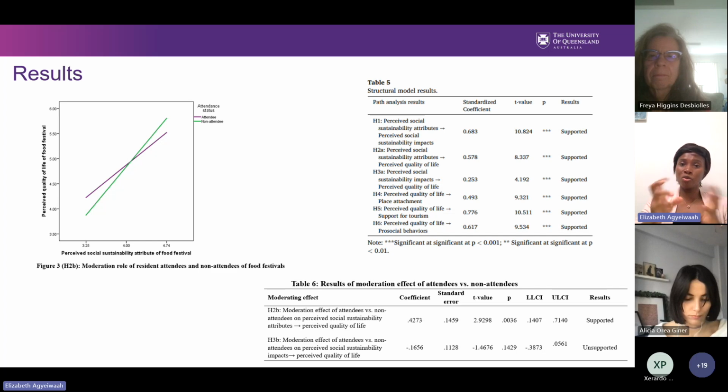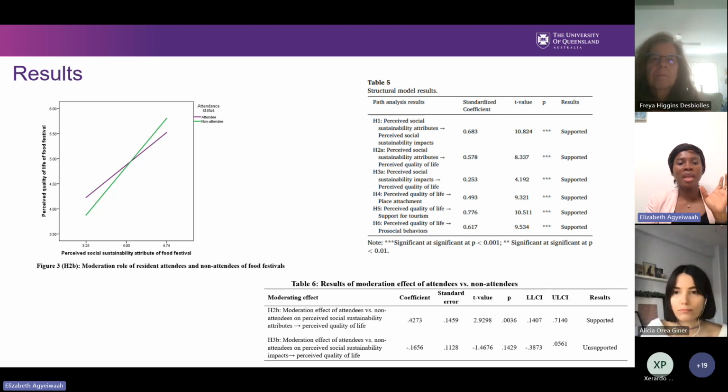And then, so we had 2 moderation. One was to see whether the relationship between the attributes impacted quality of life. And the other one was to see whether the moderated was on perceived impact and quality of life. So the perceived impact and quality of life being moderated by these two variables was not significant. So that's the unsupported one, the H3B. But then we realized that there was a moderation effect of these two conditions on the perceived attributes and quality of life. And I will be explaining what it means.